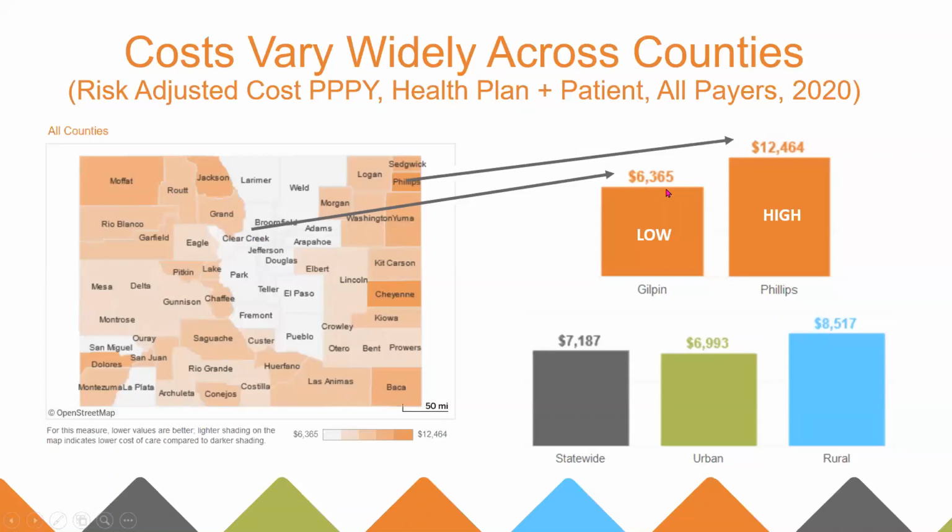They have a very low per person per year spending, $6,300, whereas Phillips County, which is a rural community up on the northeastern side of the state, again, both of these are very small counties, has the highest in 2020 for per person per year spending.